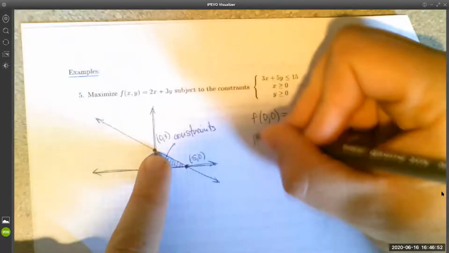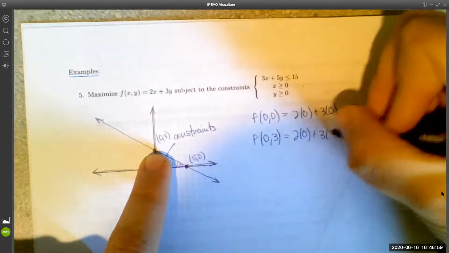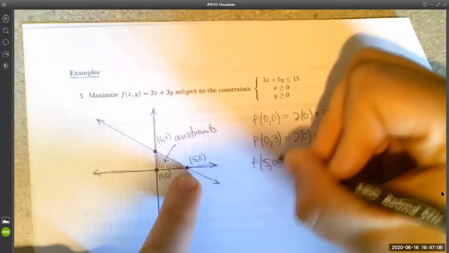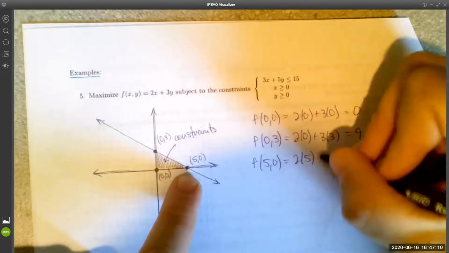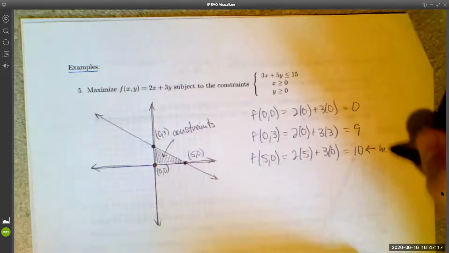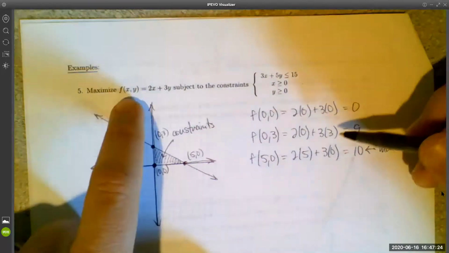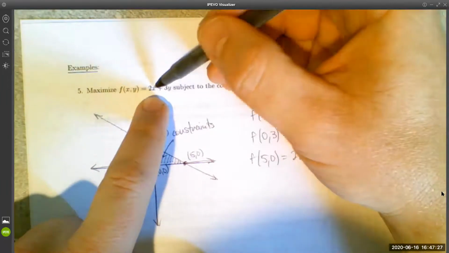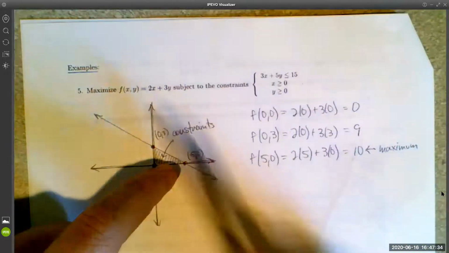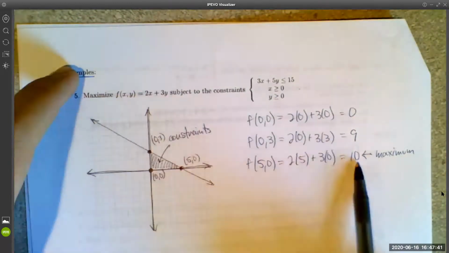If I plug in (0, 3), then that means to plug in 0 for x and plug in 3 for y. That gives me 9. If I plug in (5, 0), that means I'm going to plug in 5 for x and 0 for y, and I get 10. There's my maximum value, right? Notice that this function can get bigger and bigger and bigger. As long as x and y keep growing, this function is going to grow. But subject to these constraints, the biggest that the function is ever going to get is 10. So inside of this region, the largest output value is going to be 10. That's the maximum.